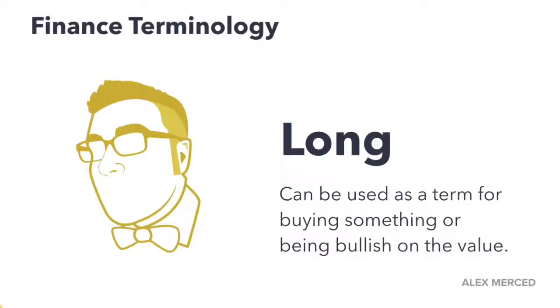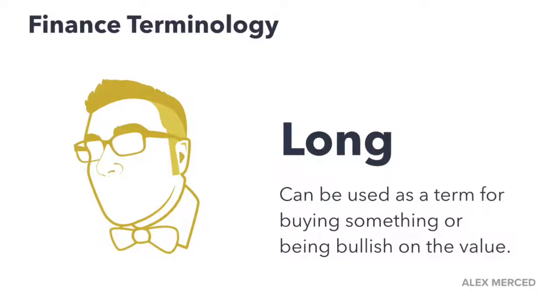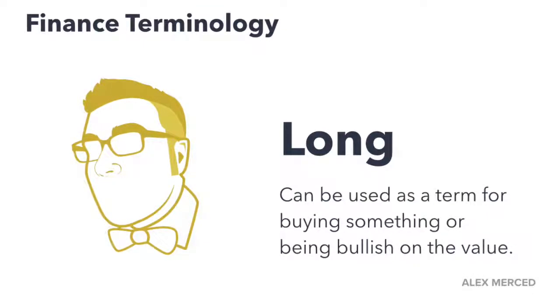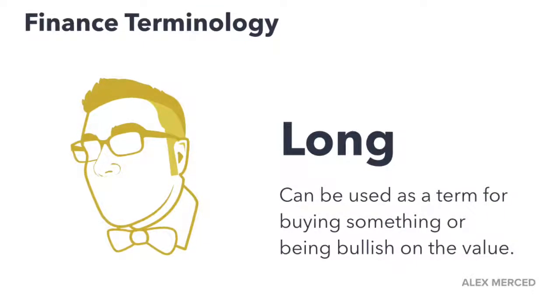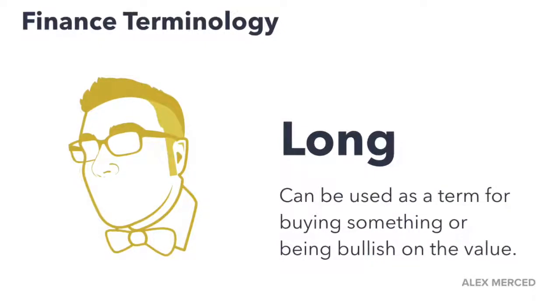Long. When someone says that they're long, they're either saying that they're buying something or that they're bullish on the value of the thing. So if I say I'm going to go long shares of ABC, it just means I'm going to go buy shares of ABC. But if someone asks me what I think of ABC stock and I say I'm long ABC stock, it means I think the value is going to go up.